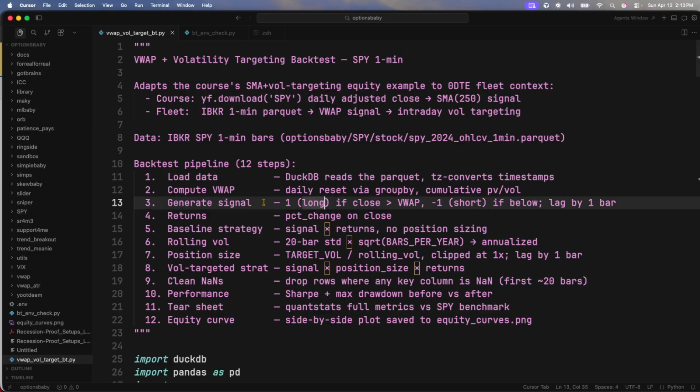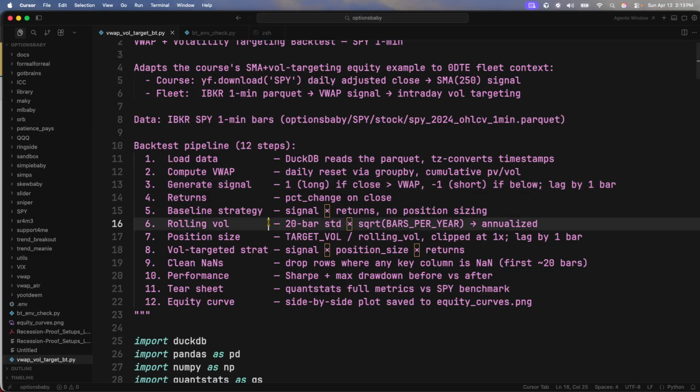Let me go back here. This is going to be the 12 steps in the backtest. So what we're going to do is load the data. We're going to load the data using DuckDB, and it's going to read the Parquet files, right? And it's automatically going to handle the timestamp conversions, excuse me. Then we're going to compute VWAP, and VWAP is going to be the volume weighted average price, with a daily reset by group by, and then it's going to accumulate the price times volume and then the volume, right?